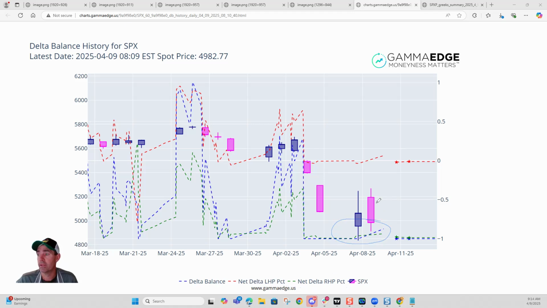start to traverse up above the zero line, indicating that those in the money puts above us are taking some profit, and there are some out of the money call speculation coming into the overall structure.